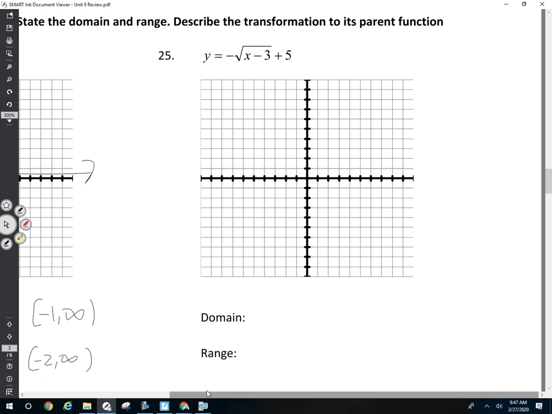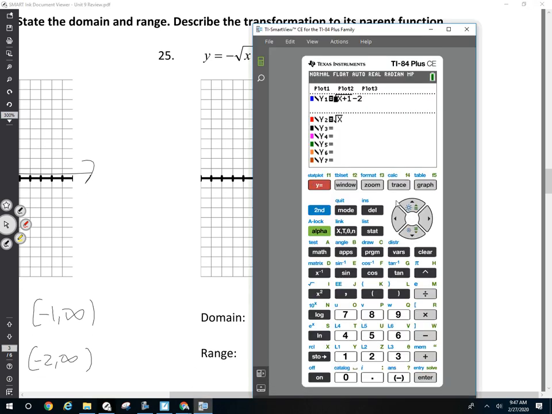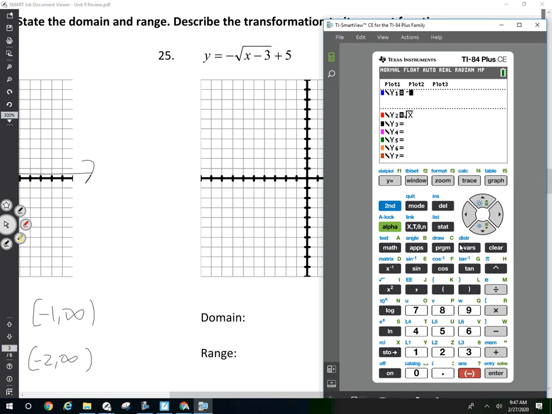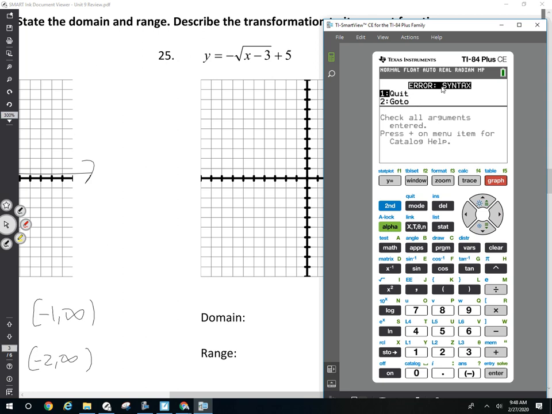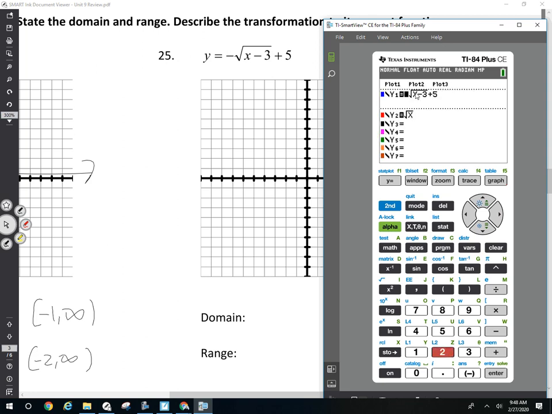This guy, type it in with a negative. Don't put a subtraction symbol. If you put a subtraction symbol, watch what will happen: subtraction, x minus 3, plus 5. My calculator says no. Syntax error. What is a syntax error? It means it doesn't understand what you typed in. Don't put subtraction, put negative.